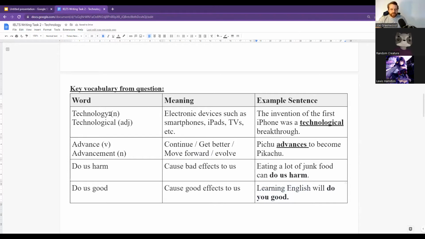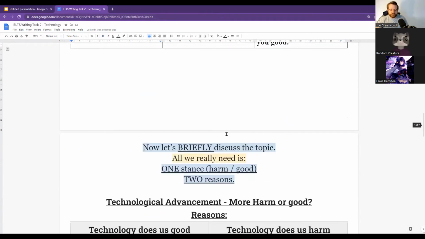Okay, so we had to make sure we understood all these words. So what we're saying is, has technological advancement done us more harm or done us more good? Basically, is technology good or bad? That's the simple meaning. But we are talking about how it's advanced. So we're talking about recent changes in technology.